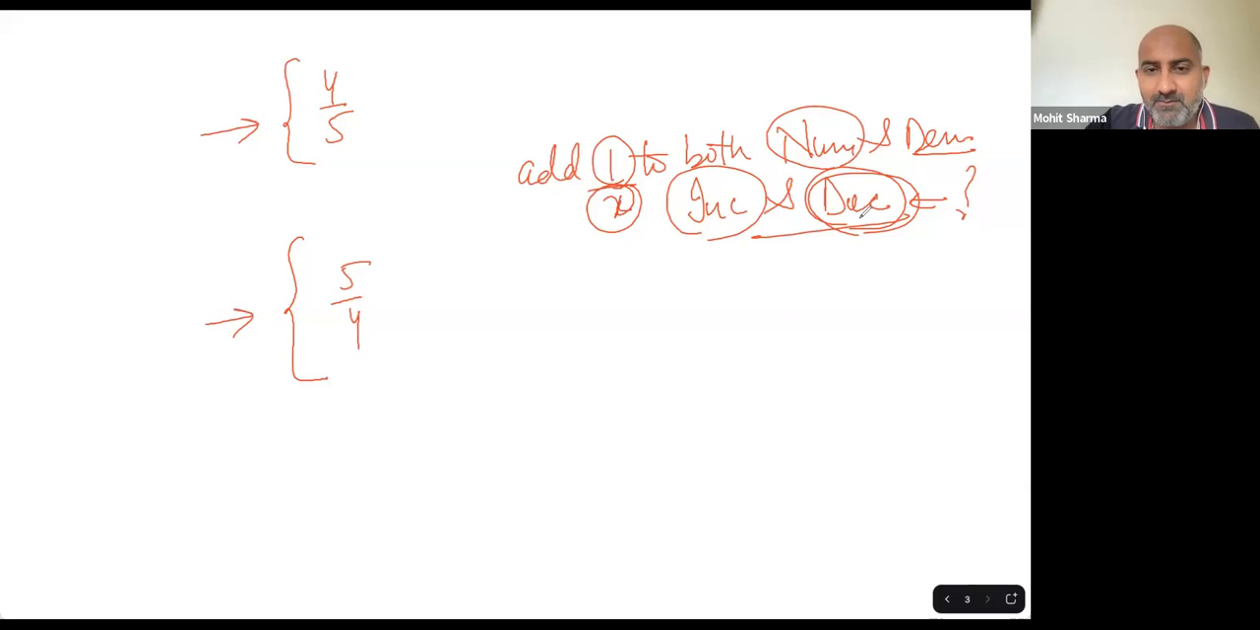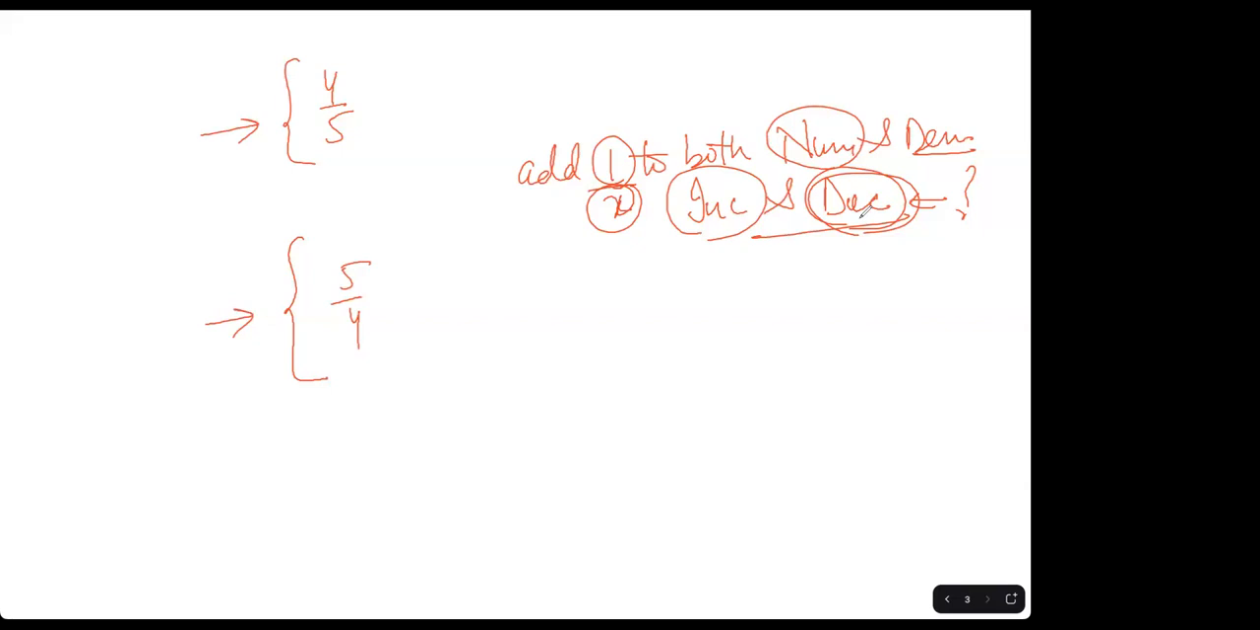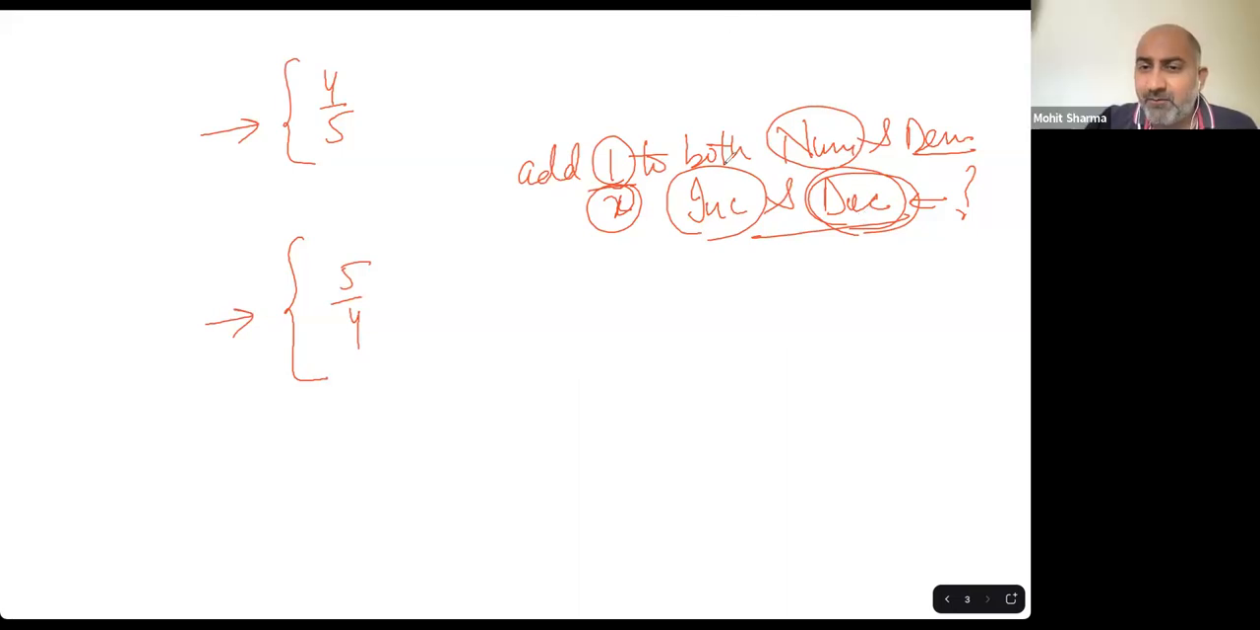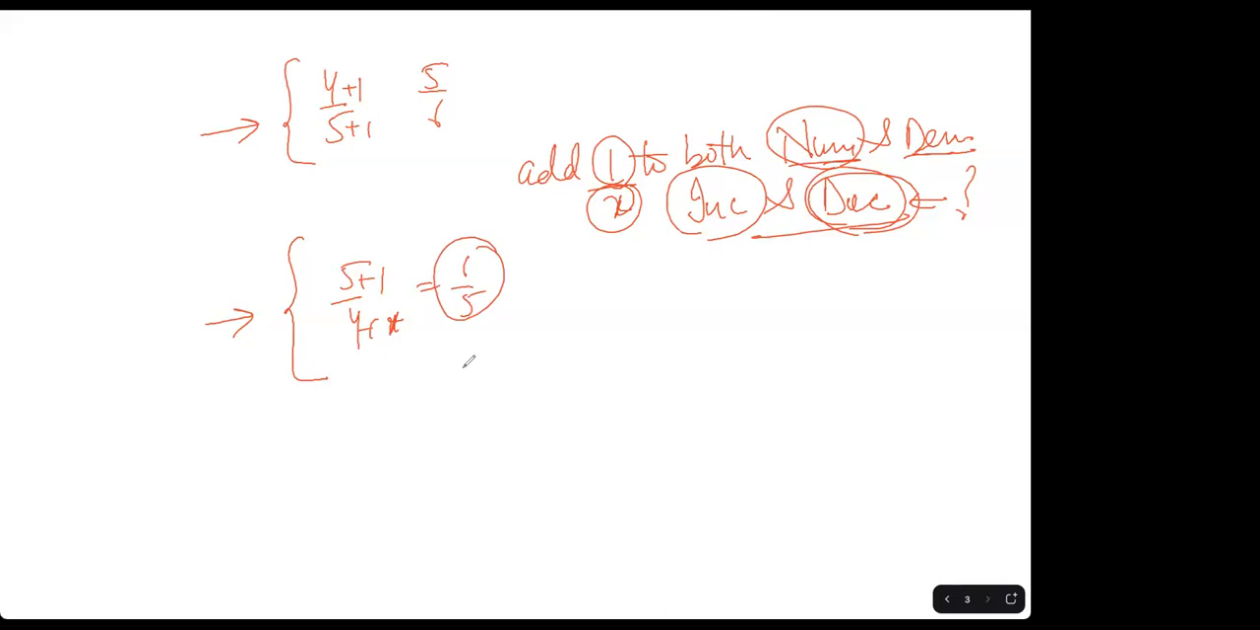That's the question. So 5 by 4 would decrease because we are adding 1 to the denominator. No, we are adding 1 to both numerator and denominator. I mean, this will become 5 by 6 after adding 1 to both, and this will become 6 by 5. In terms of value, one fraction is increasing, one is decreasing. Which one? So number one is decreasing. Number two is increasing. No, let's see.